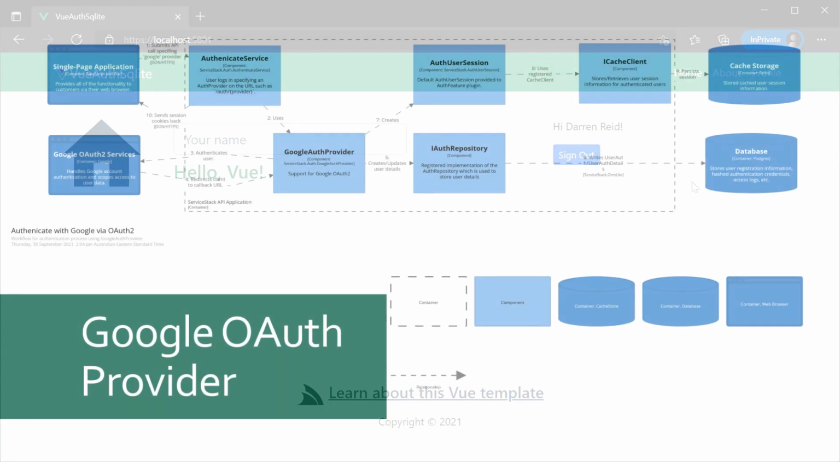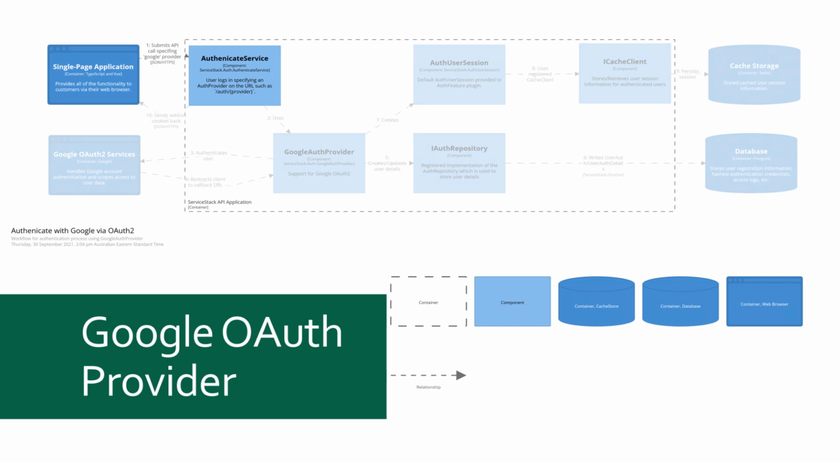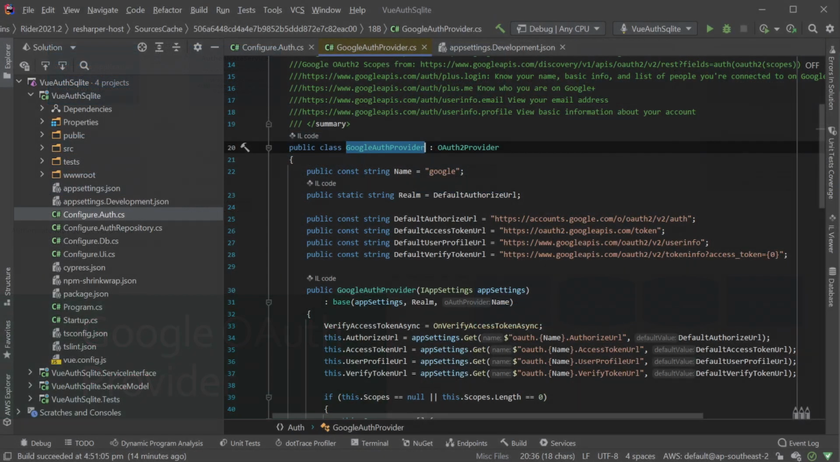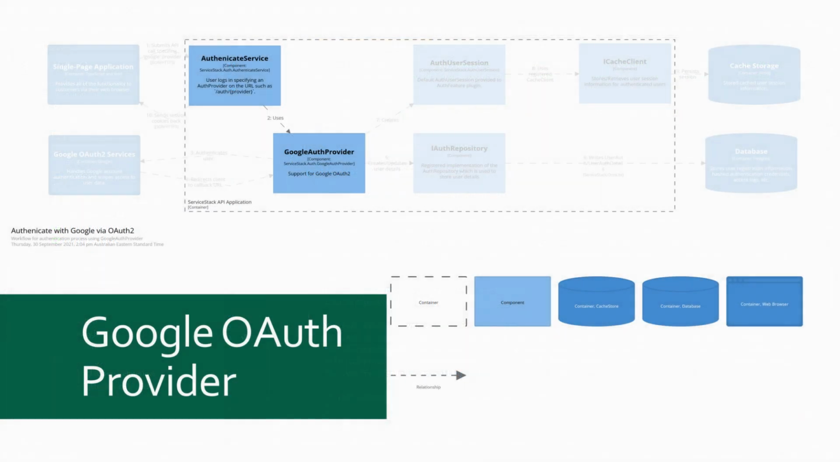Walking through this diagram, we can see our single-page app user clicks the login link for Google, which hits the auth/google path. Looking at the source code for the Google Auth provider, we can see the constant Name field has the value of Google, which is what is used to identify the auth provider in our application. The Authenticate service uses this name to look up which registered auth provider should be used for this authentication request. Once the Google Auth provider has been found, it redirects the user to a default authorized URL.